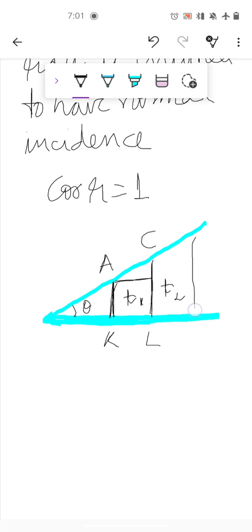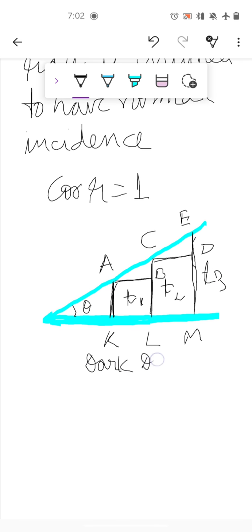Again at some point where the thickness is T3, we will experience a dark fringe consecutively. Let this be M, let this be E, and let this be D. Now this is dark, this is dark, and this is dark. These are consecutive dark fringes. When we consider the distance between two consecutive fringes, we name it beta, or we call it fringe width.